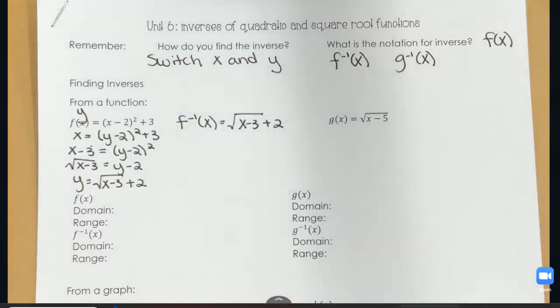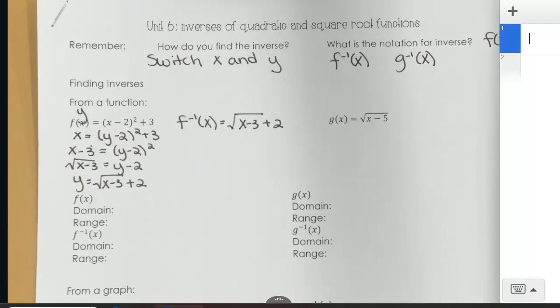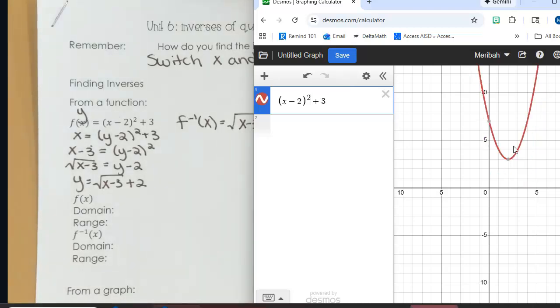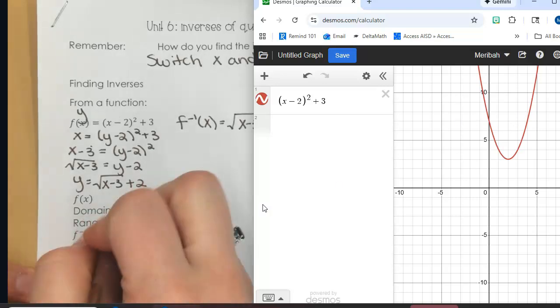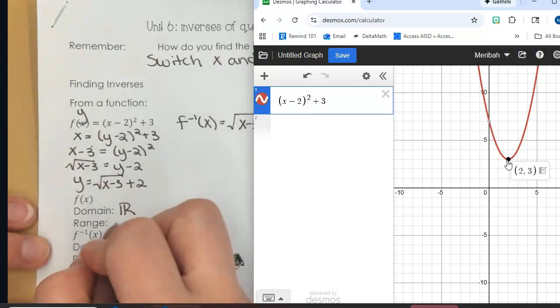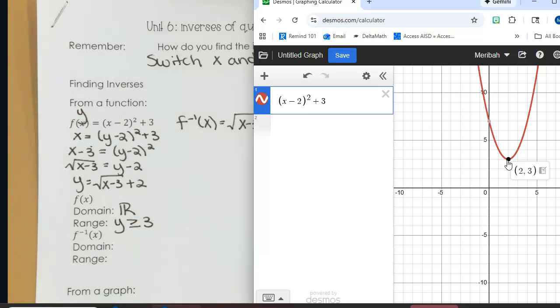Now, let's think about something for a moment. Domain and range, thinking to our parent function. Again, f of x is our parent function, so I'm going to pull up Desmos. I'm going to put in our original function f of x. And if we look at this graph in red now, our domain, we have all the x values, so our domain is all real numbers. But our range, our y values start here at the vertex, which is (2, 3). So the y values are when y is greater than or equal to 3.